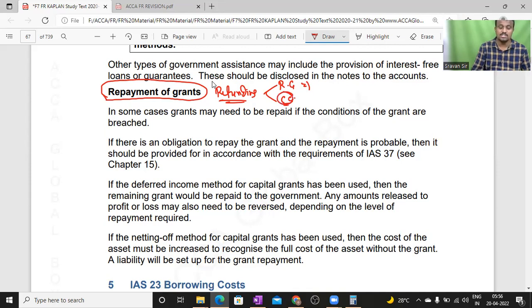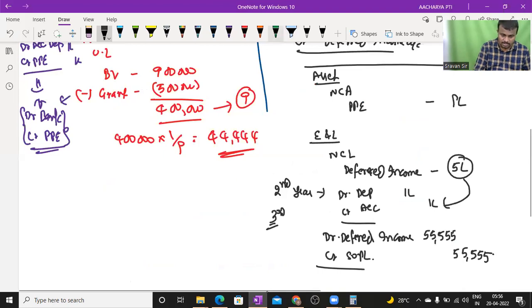Next, coming to the capital asset. So for example, in this case, refunding happened.